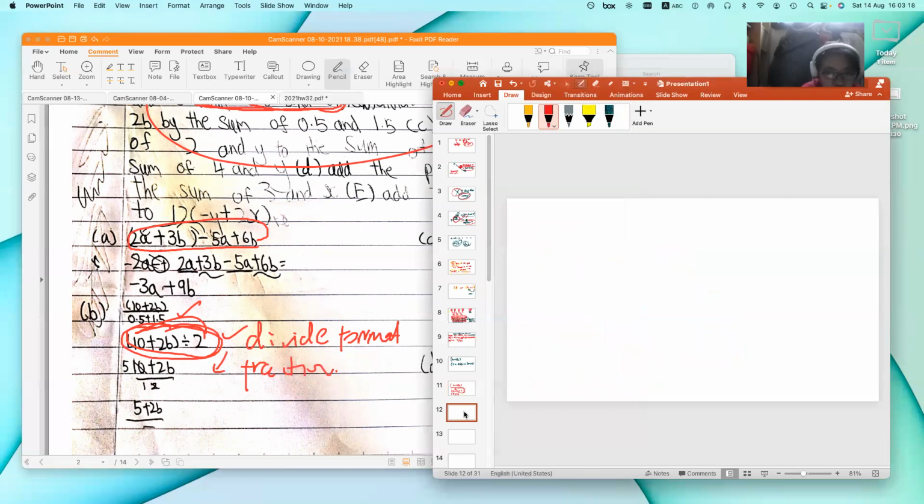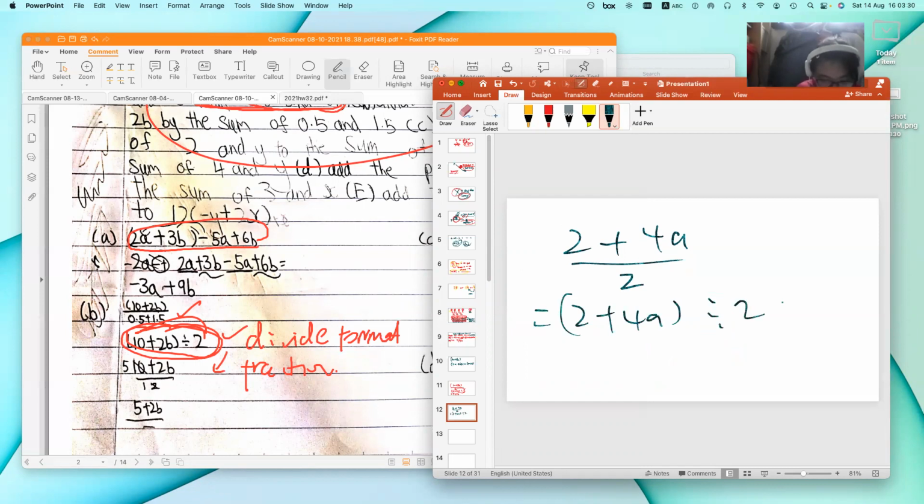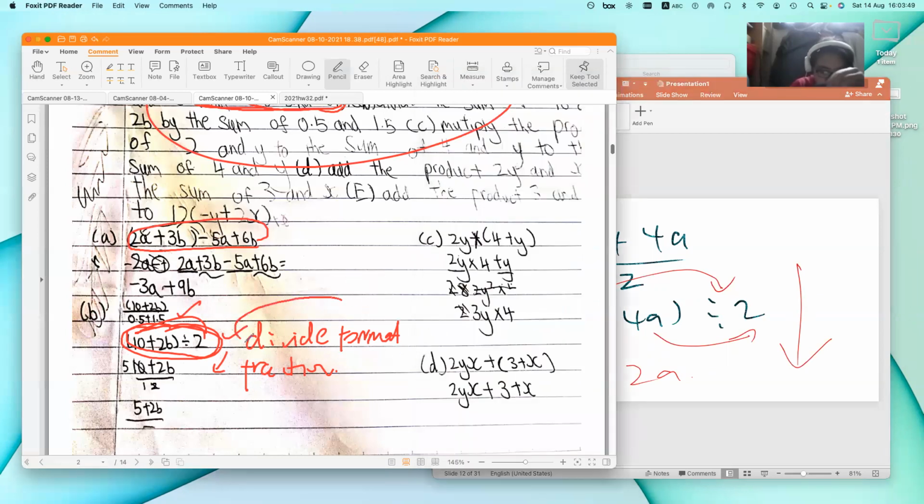What did I say last time? Last time I had this question. What did I teach you to do, the division way, right? Once you do it the division way, what's the next step? Open the bracket, right? So the first, you get 1. The second, you get 2A. These are the steps, right? And then how come now you show me this? Divide format already changed to fraction format.